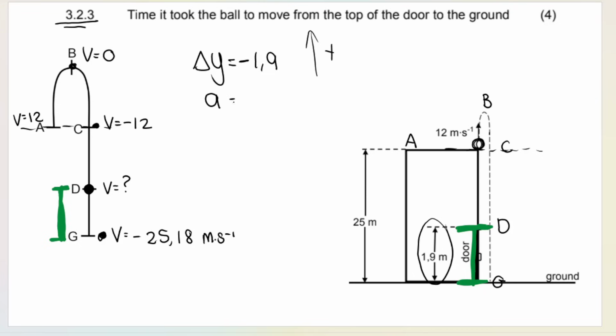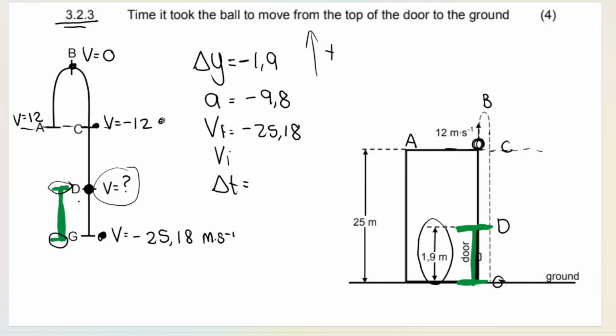I know that acceleration is always down, so it's negative 9.8 in my question because, again, I chose up as positive. Now, what I do know is that the final velocity is negative 25.18 meters per second. So I know that that is VF, because this is my starting point, this is my ending point. But what is my initial velocity for this little piece of the motion? I don't know. I don't know what the velocity is of the ball when it reaches the top of the door. I know over here it's negative 12. So it's going to be more than 12, but less than 25. I don't know what it is though. And I kind of need that in order to work out delta t for this part of the motion.